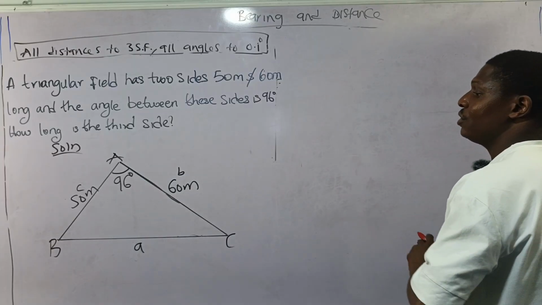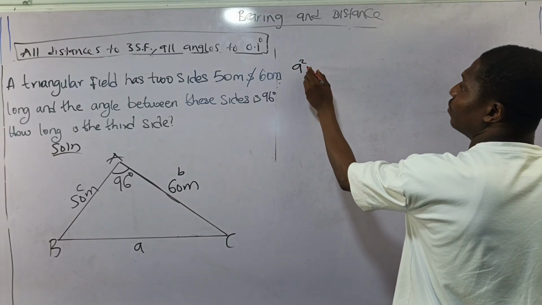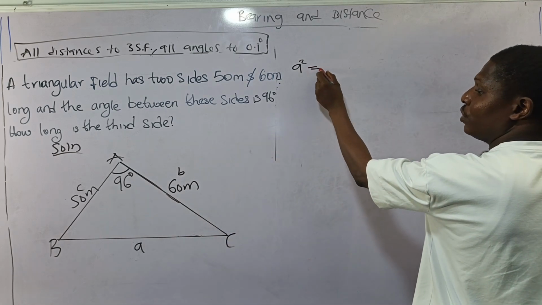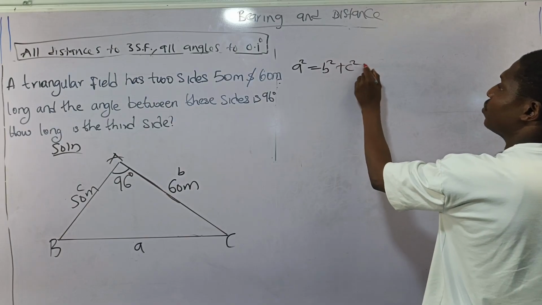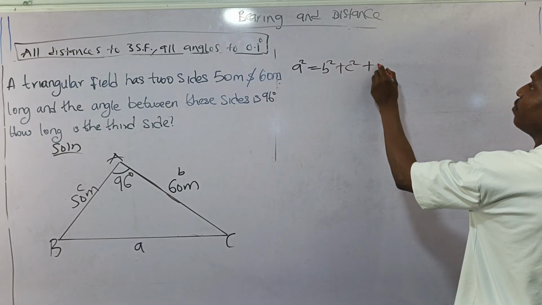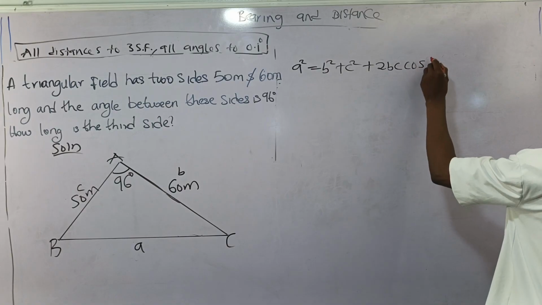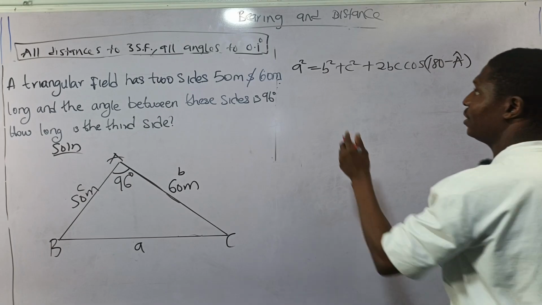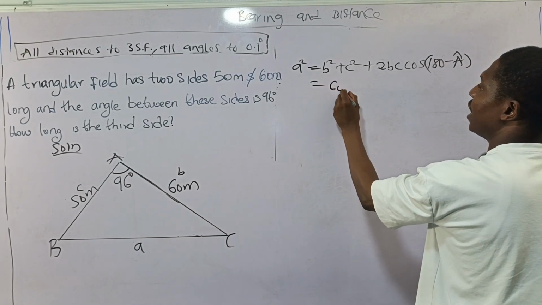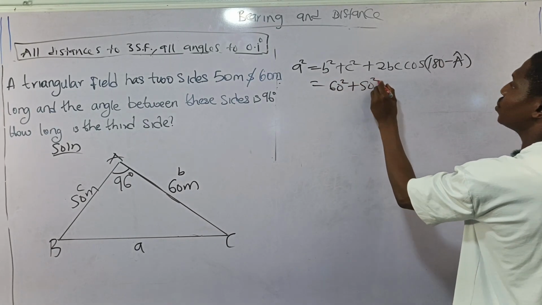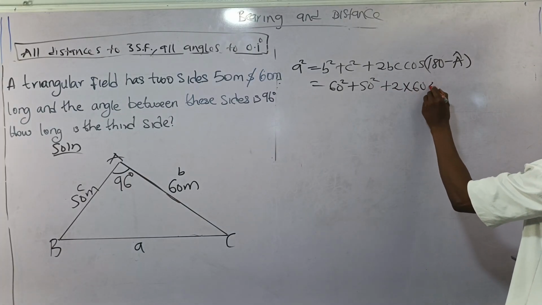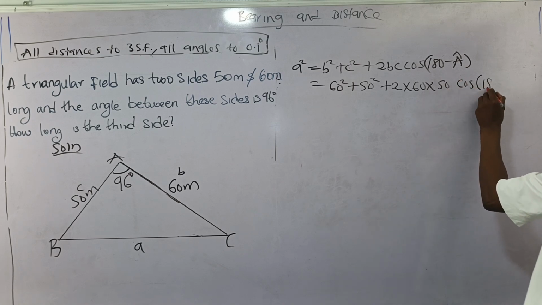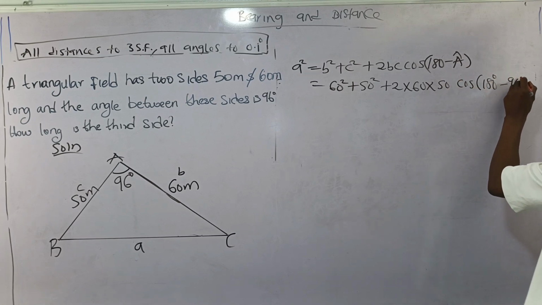cosine rule directly. So my small letter A will be A square, which is the third side asked for, equals B square plus C square. This angle is greater than 90, so I'll say plus 2BC cos 180 degrees minus capital letter angle A. So my B is 60. So I have 60 square plus my C, 50 square plus 2 times 60 times 50 cos, open bracket, 180 degrees minus 96 degrees.